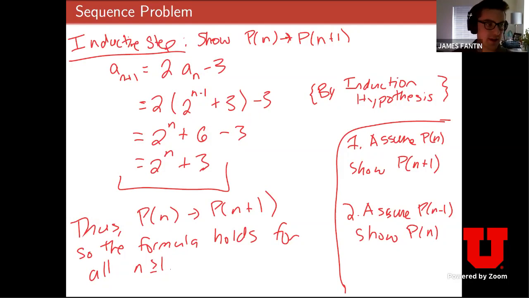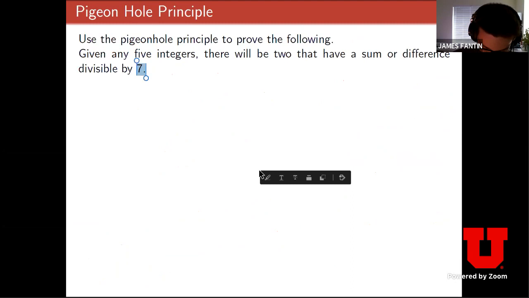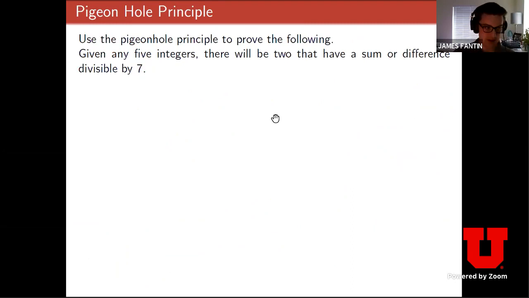So any questions on this problem with induction? No? Awesome. So now we can get started into what was covered this week with a problem on the pigeonhole principle.